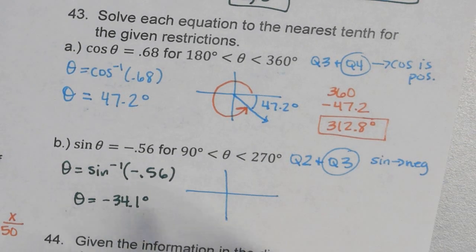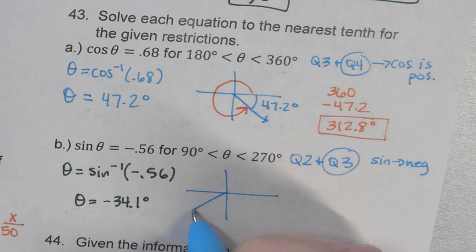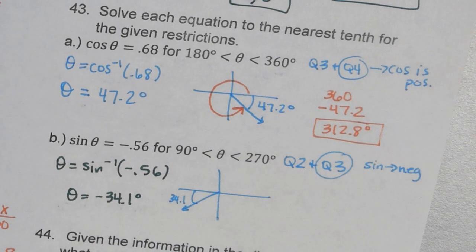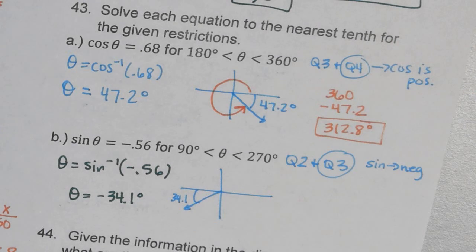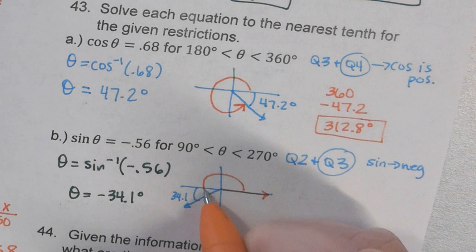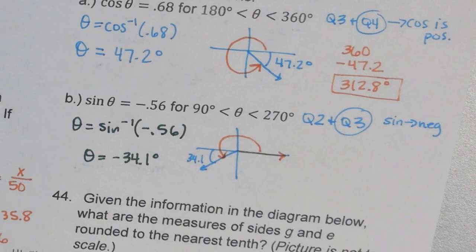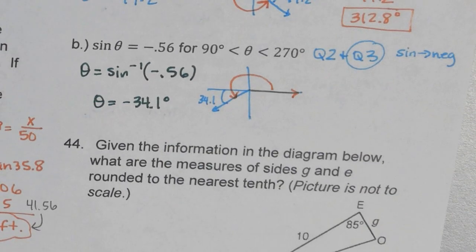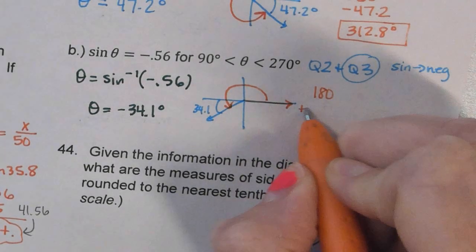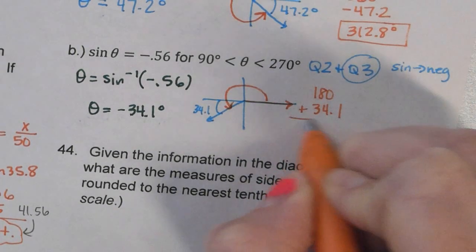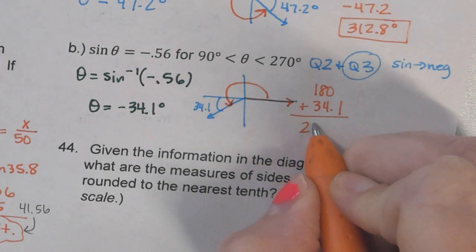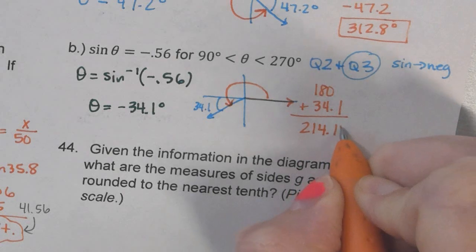Okay, so the 34.1 is going to be here. And then again, you are finding the angle that starts here at 0 and ends up here. So if you look at this, you can see that you're doing 180 plus 34.1. Okay, and then you should get 214.1 degrees.